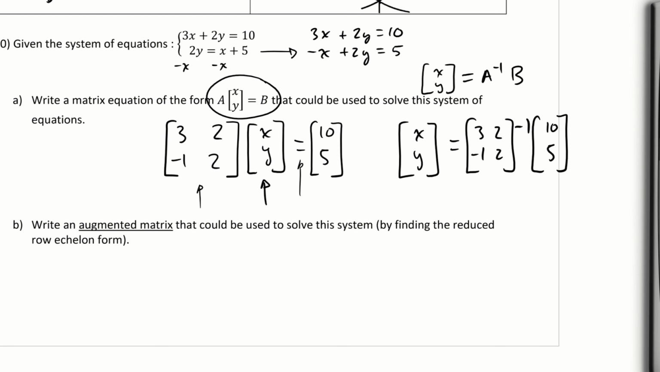So if I wanted to create the augmented matrix for this problem, I would still have the coefficient matrix, right? 3, 2, -1, and 2. But then I'm going to augment that with the equality part, right? The 10 and the 5. So you can see I now have 2 rows, 3 columns. And in order to solve this, I just need to find the reduced row echelon form of that matrix.